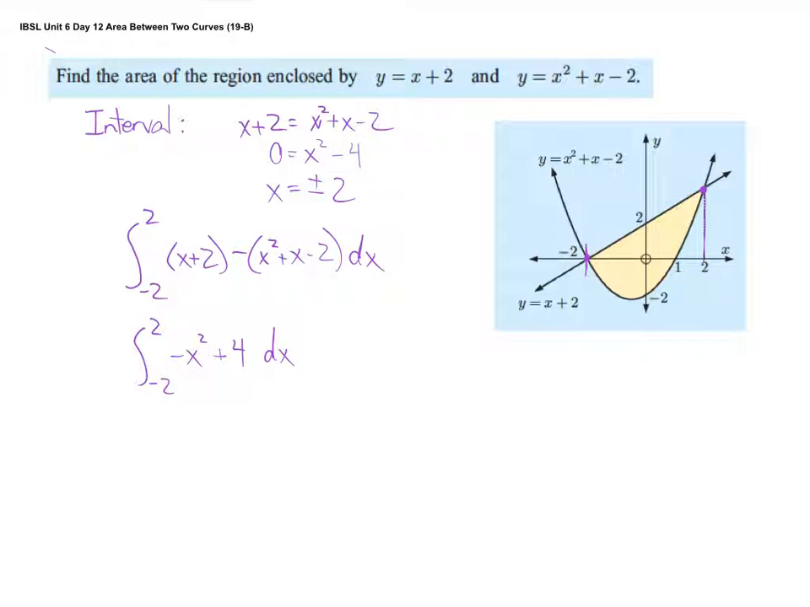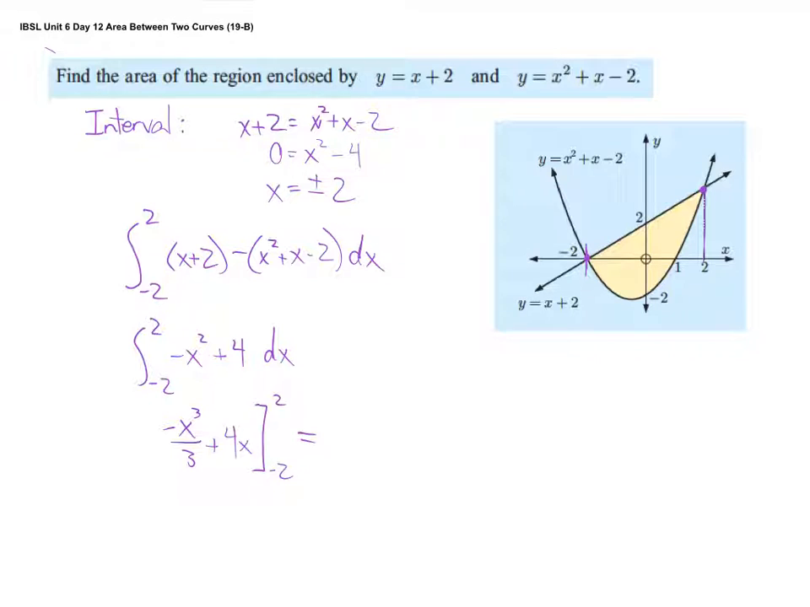And now we're back to doing the same stuff we've been doing. Take the integral of negative x cubed over 3 plus 4x. We're going to evaluate that from negative 2 to 2, and we'll get our answer.